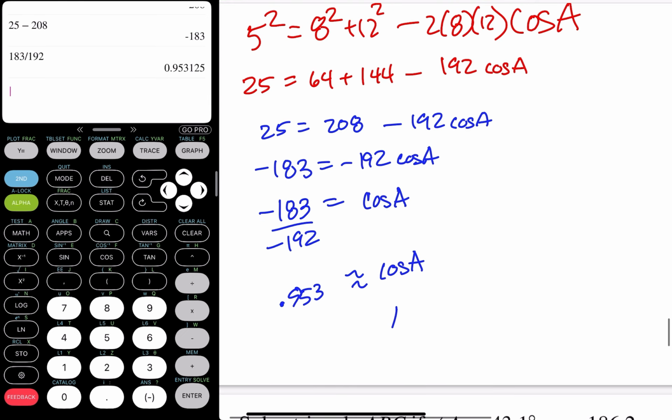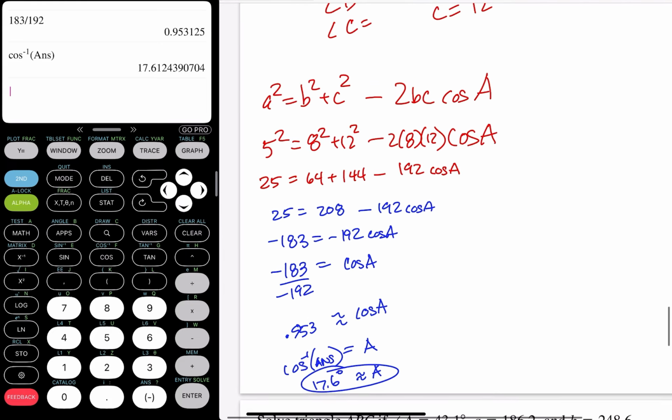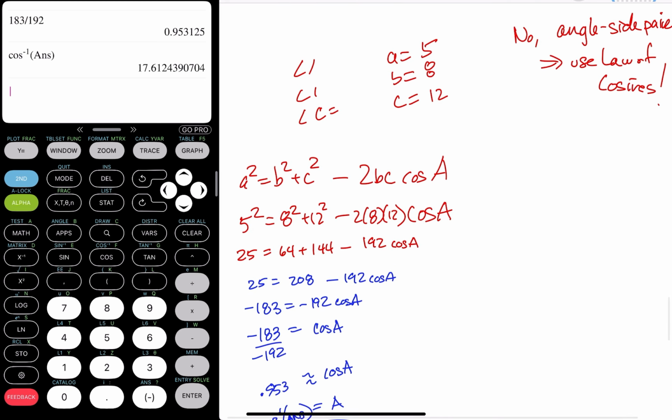But to get a more exact answer, I'll take the cosine inverse of my last answer. So I take second cosine inverse of my last answer, and I get A is approximately 17.6 degrees. So A is approximately 17.6. I can do the exact same process and find angle B.